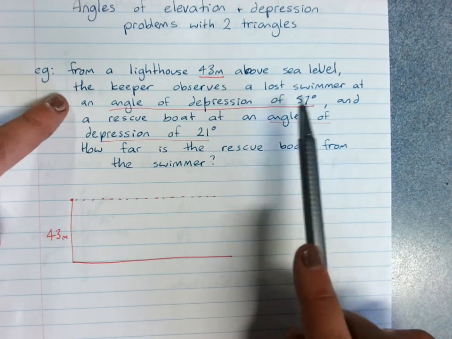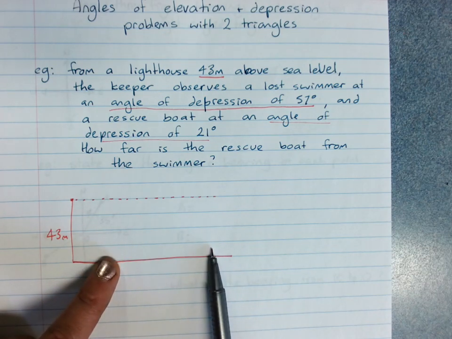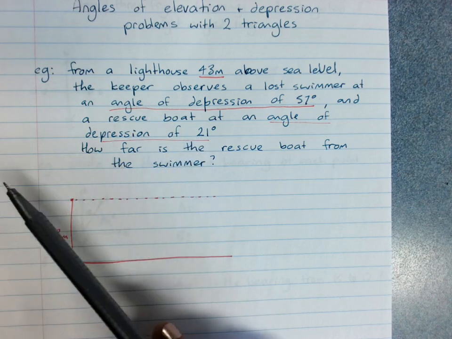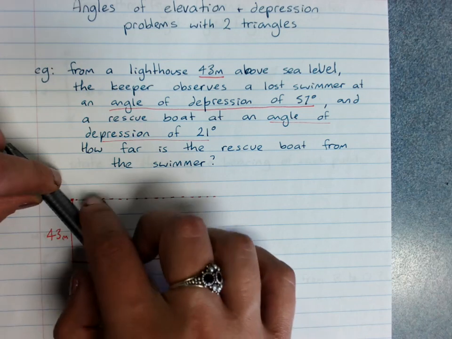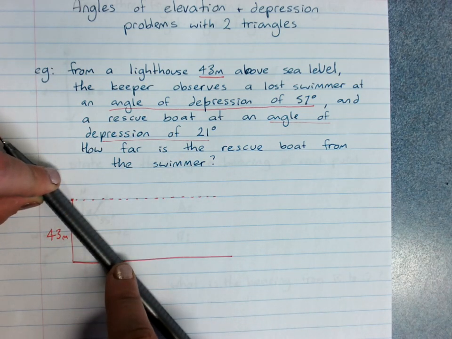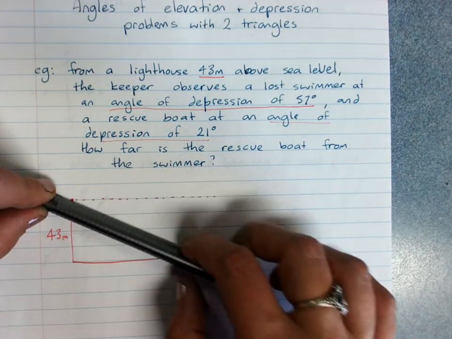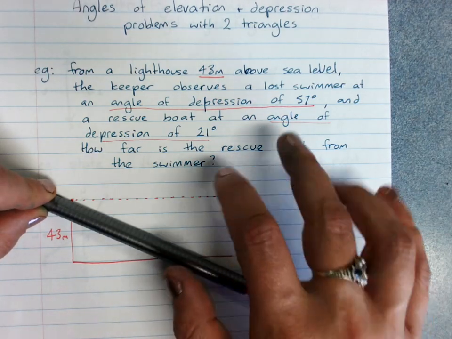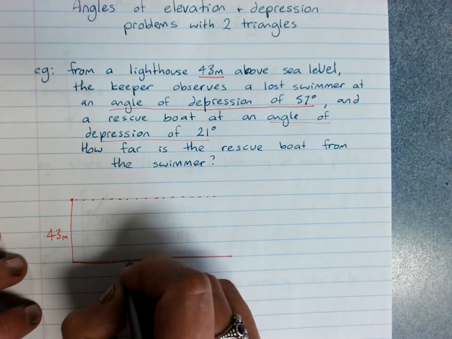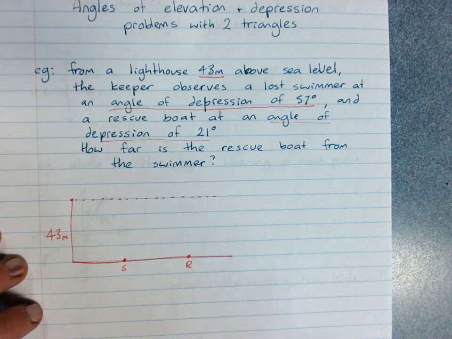Now, a question that you might want to work out is, is the swimmer closer or is the rescue boat closer? And that has to do with the angle of depression. If you look at an angle of depression of 57 degrees, quite a large angle, that'll put the swimmer down about here. An angle of depression of 21 degrees, not as much, might put that rescue boat out here. So you can work out from the size of the angle which is closer and which is further away. So let's put our swimmer down here and our rescue boat down there.